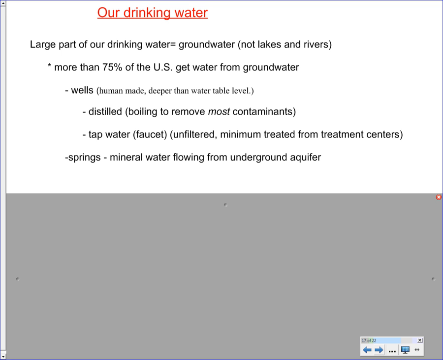What's the difference between a spring and a well? Obvious difference. A spring is natural. A well is man-made. We're done writing for now, but I just want to go over a couple of things.